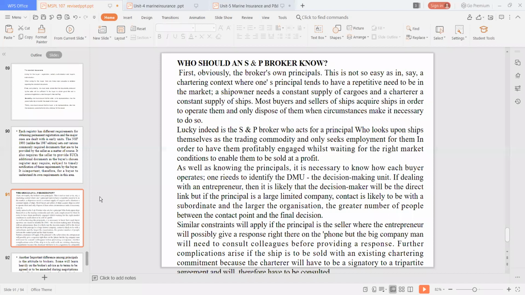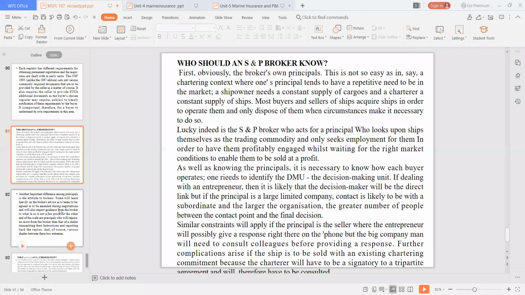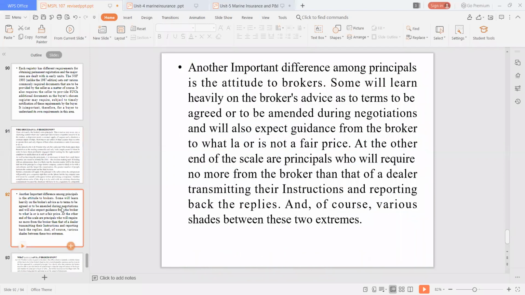Who should an S&P broker know? So these are important. Another important difference among principals is the attitude to brokers. Some will lean heavily on the broker's advice on terms to be agreed or amended during negotiations, and also expect guidance from the broker on what is a fair price. At the other end of the scale, the principals will require no more from the broker than a dealer, transmitting the instructions and reporting back the replies. Right?